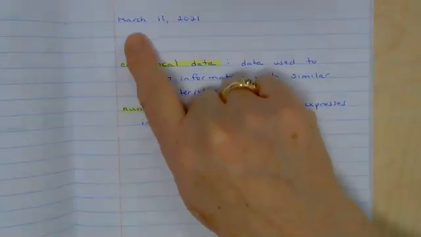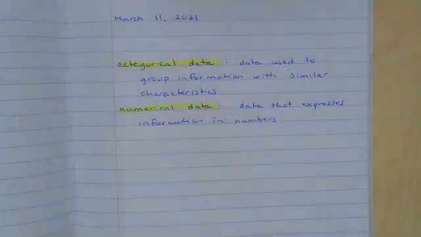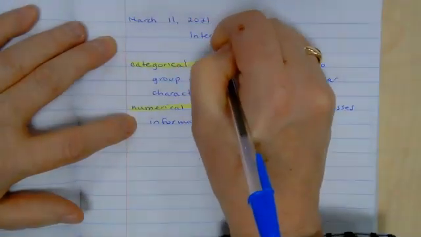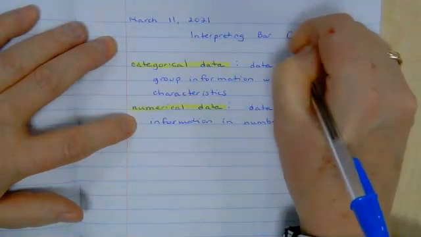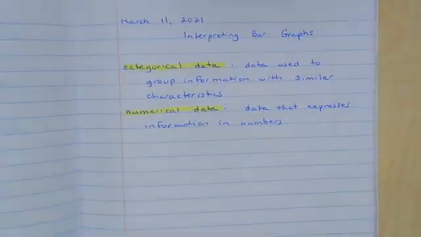It is Thursday, March 11th, and we're going to work on a lesson today called Interpreting Bar Graphs. And we're going to start with some vocabulary. So let me put the title here. Interpreting bar graphs. This is actually the third lesson in our statistics unit so far.